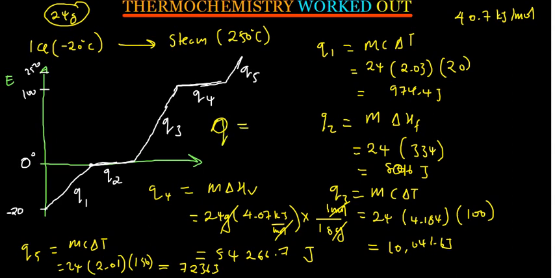So therefore, to find the heat energy that is required for this process to happen, it's going to be a total of these values, and that will be 80,534 joules. That is going to be it.